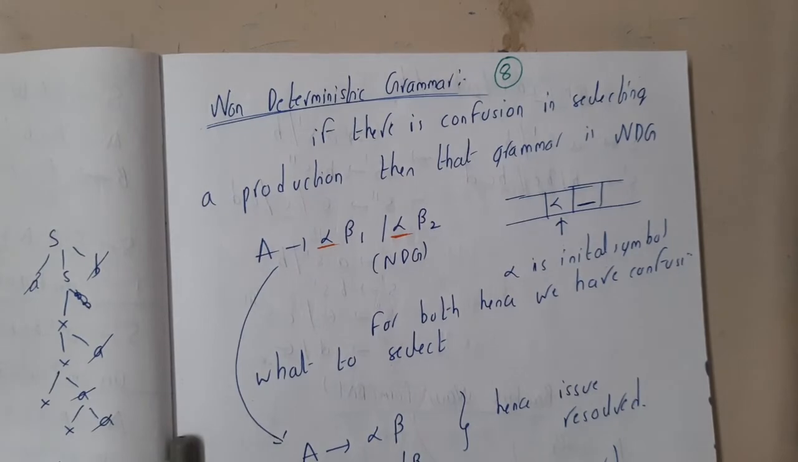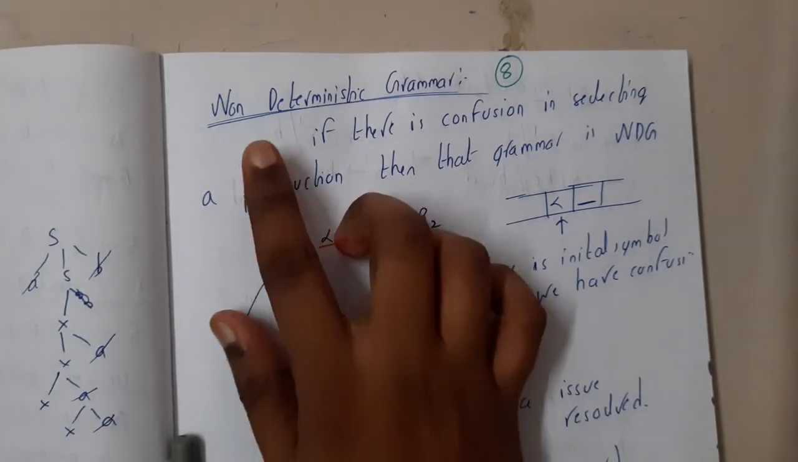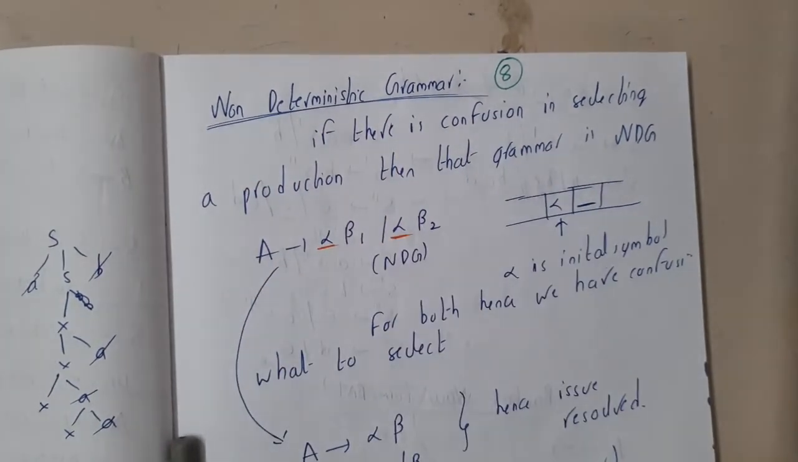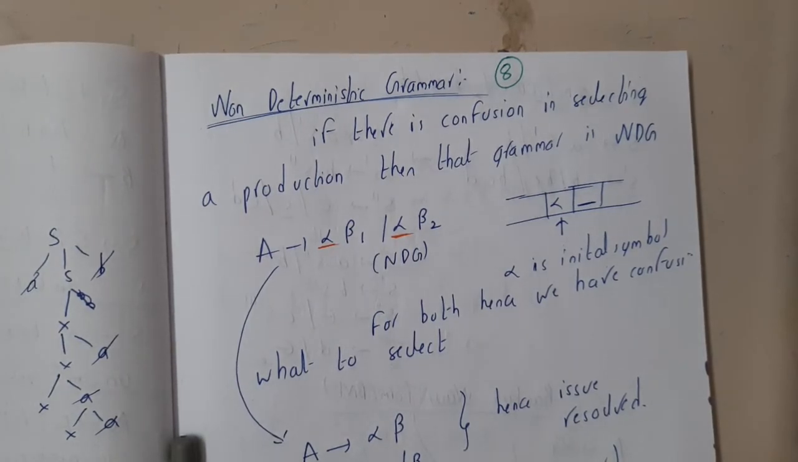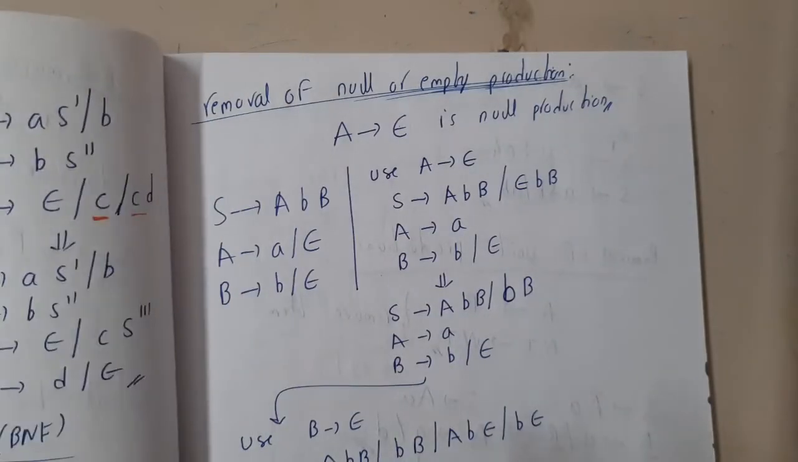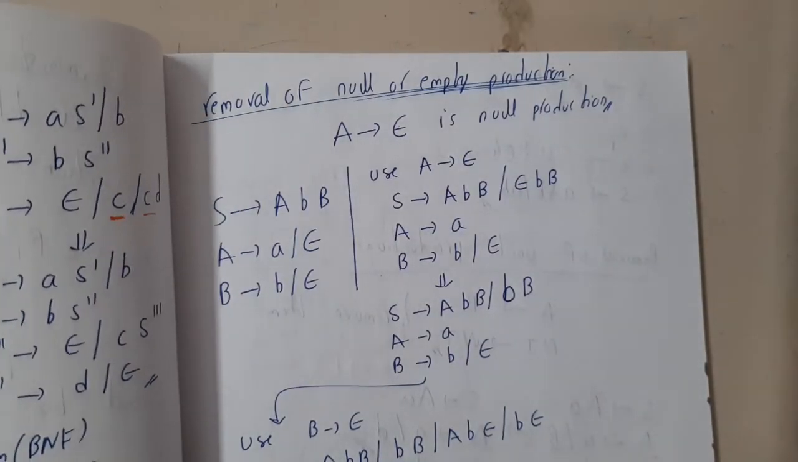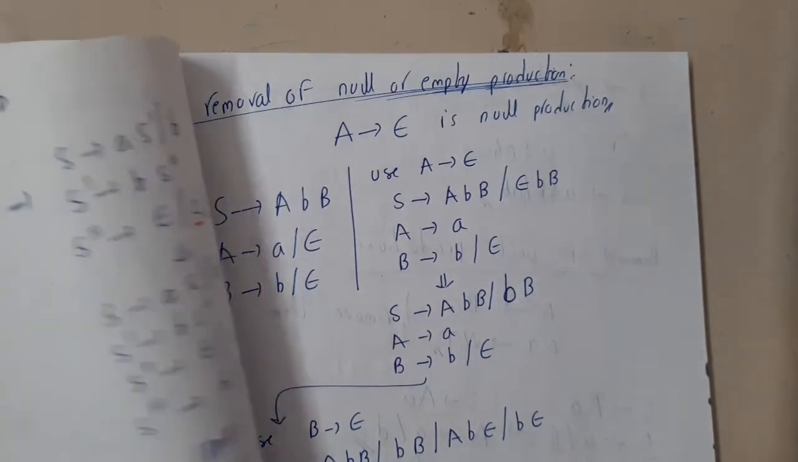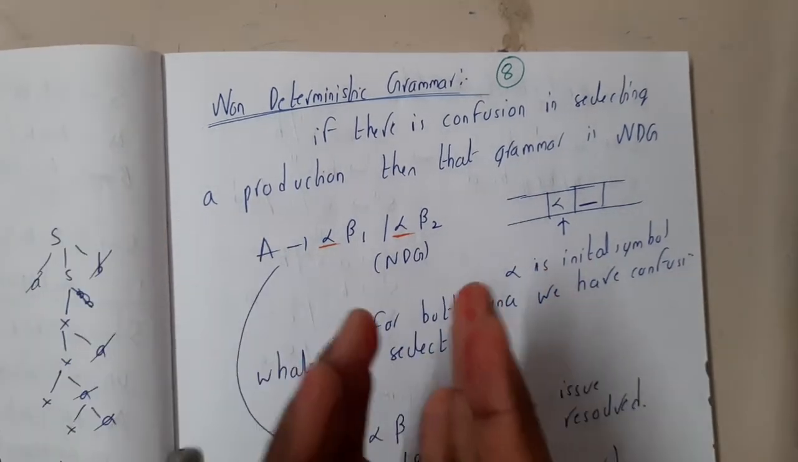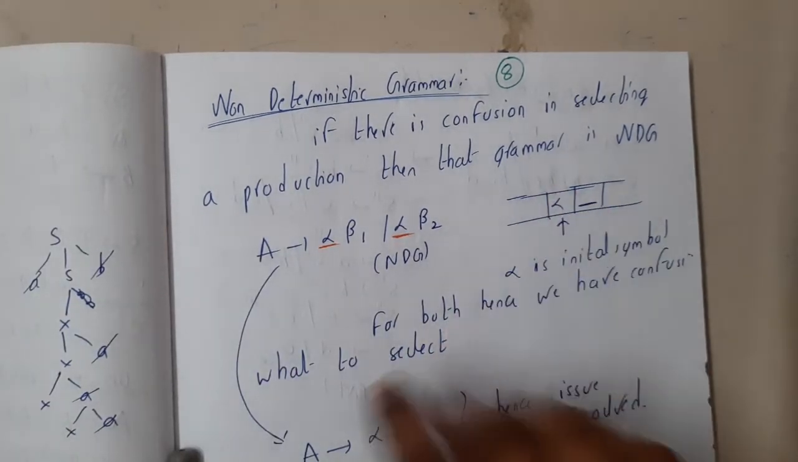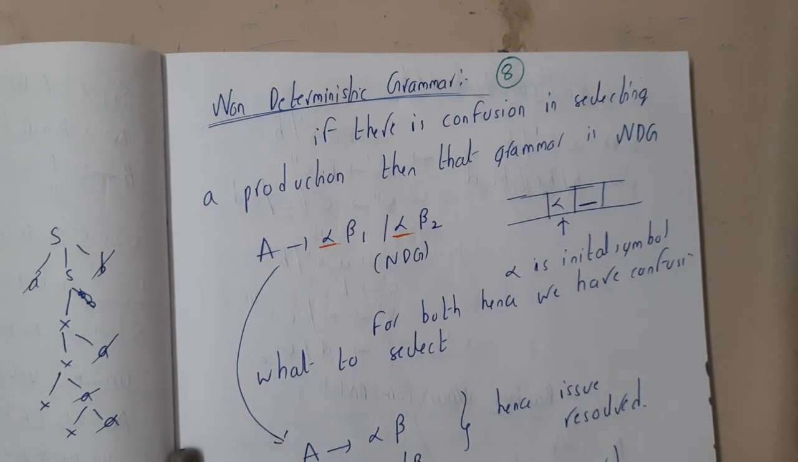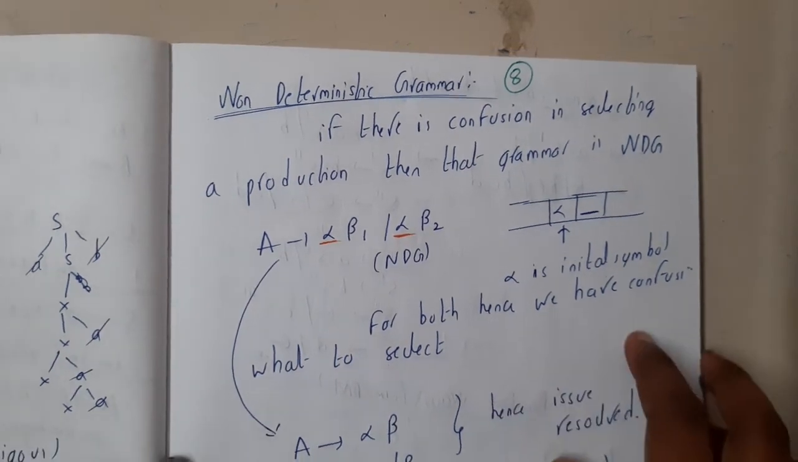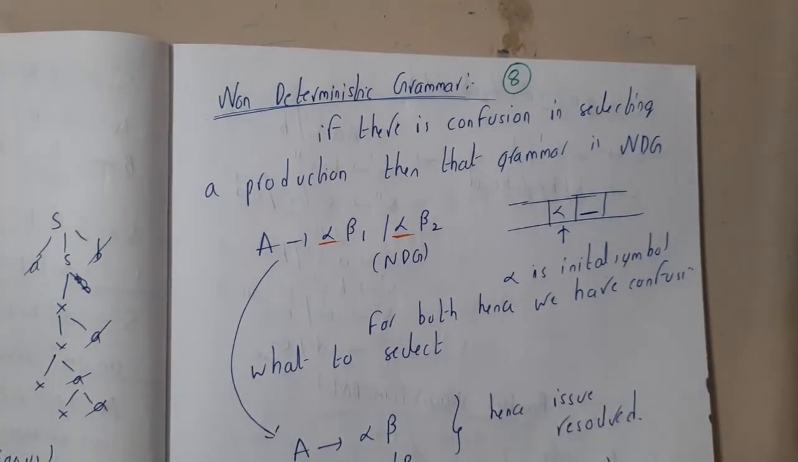In the next lecture, let us go through the next topic, that is non-deterministic grammar. When can we say that a particular grammar is a non-deterministic grammar? In the next lecture we'll discuss it and take some examples, though there will be very few examples. Once that is done, we will discuss the simplification of context-free grammar, that is, how we can minimize the number of productions in a grammar. So let us discuss non-deterministic grammar in the next lecture.